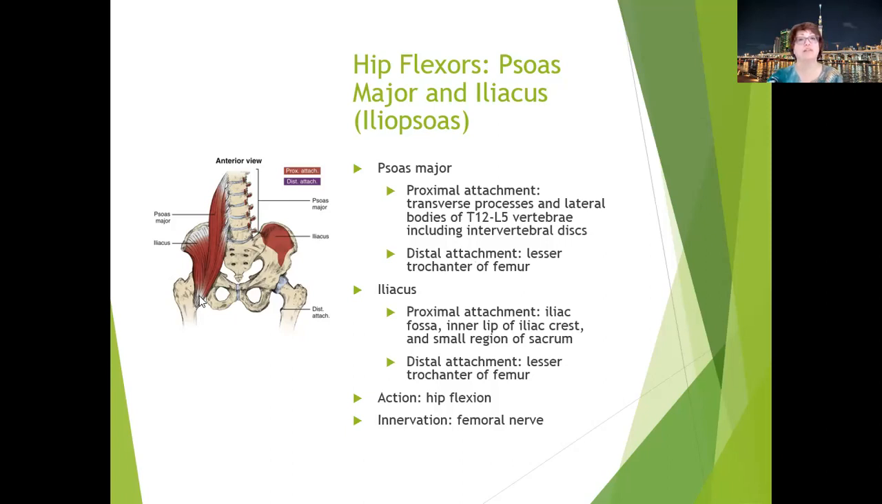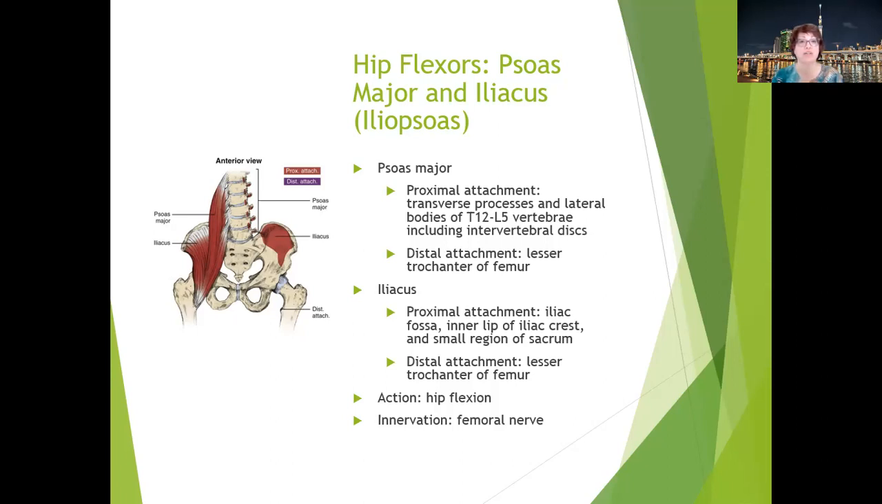You can sort of think of the iliopsoas. The psoas portion is mostly a fusiform muscle, but because it has such broad attachments, it's almost like a triangular muscle. Broad superior attachment down to a small inferior attachment. The distal attachment or the insertion is the lesser trochanter of the femur. It joins together in a common tendon with the iliacus. The iliacus has a proximal attachment on the iliac fossa and the inner lip of the iliac crest, and a little bit on the sacrum. And it has that common tendon with the psoas major for the lesser trochanter of the femur.